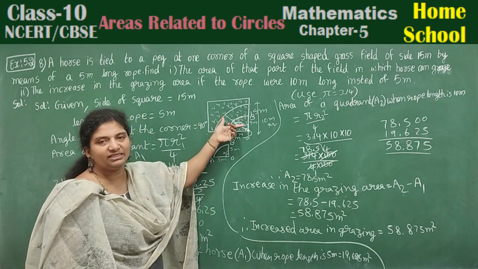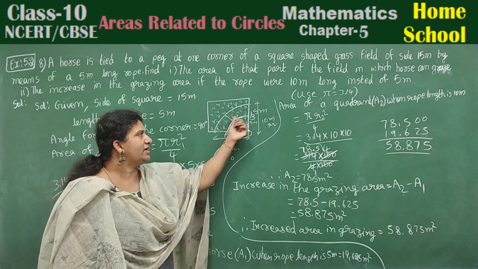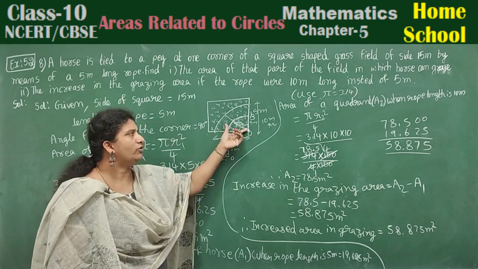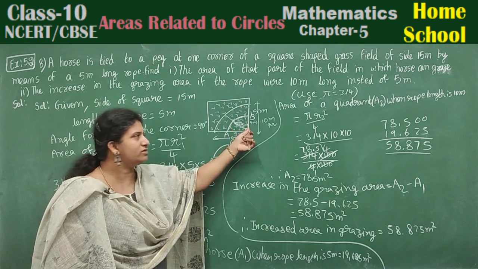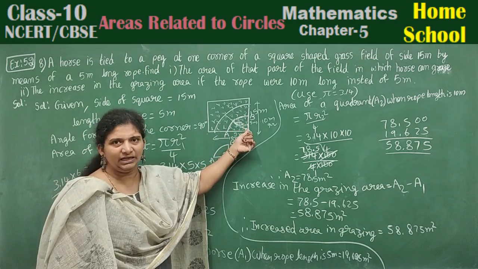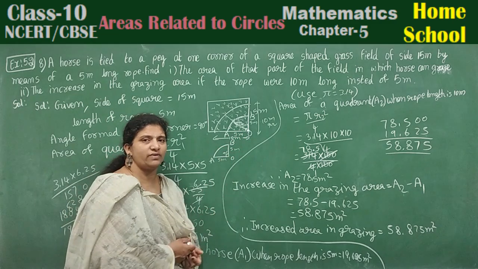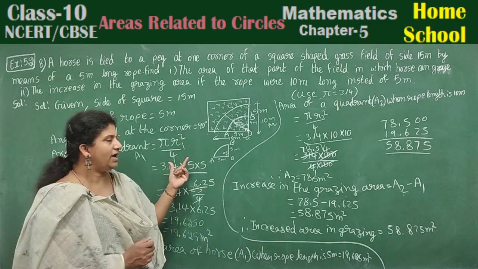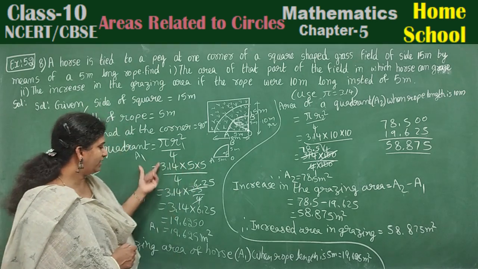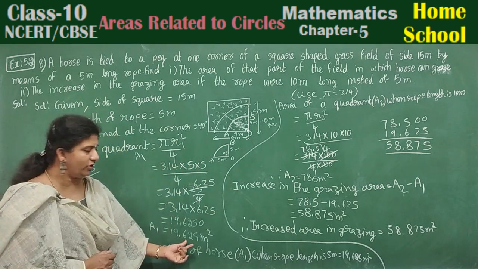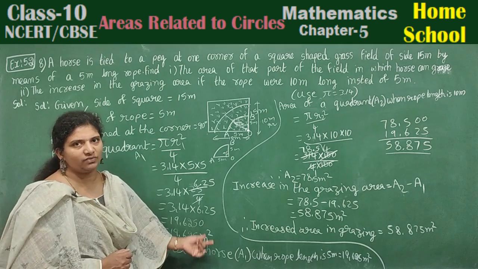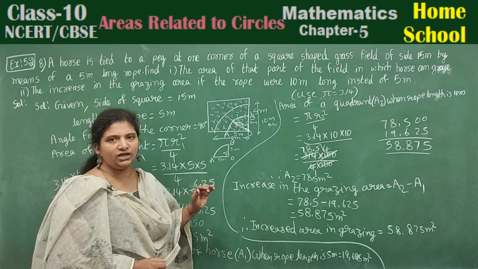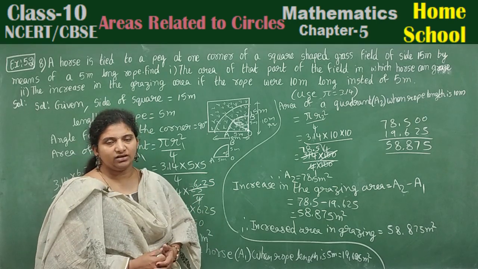Given a horse is tied to a peg which is tied at the corner of a square and the rope length is 5 meters. Find the grazing area. How much area can it graze? How do you find this is a quadrant? Because the angle is 90, perpendicular. All angles of a square will be perpendicular. So area of a quadrant formula is pi r square by 4. You can get the area, that is 19.625 meters square. Let this area be A1. A1 is equal to 19.625 meters square.